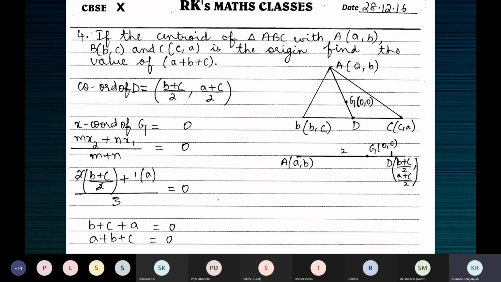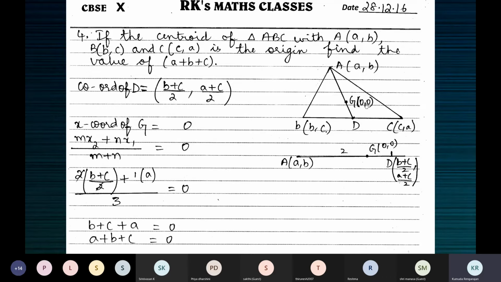Add the x coordinates: A plus B plus C by 3 is equal to 0, right? x1 plus x2 plus x3 by 3. A plus B plus C by 3 is equal to 0. So on cross multiplying, you will get A plus B plus C is 0.